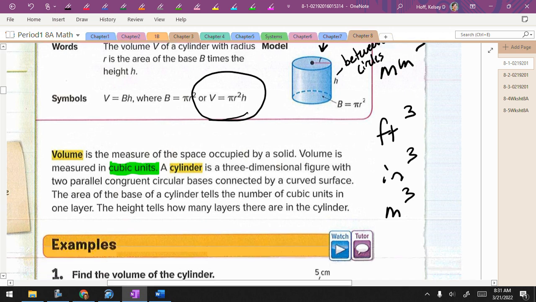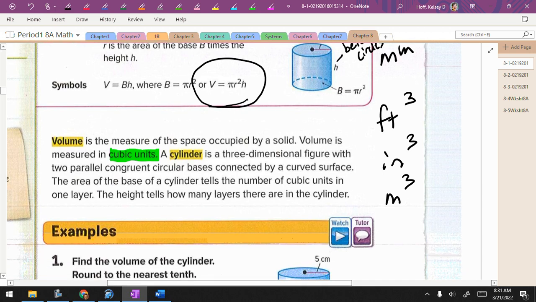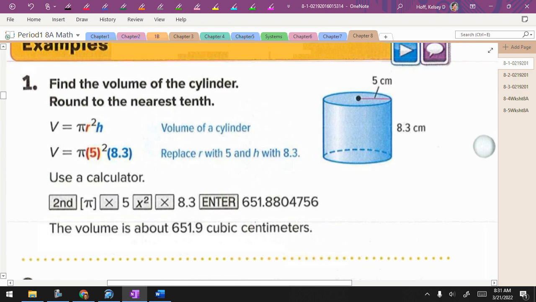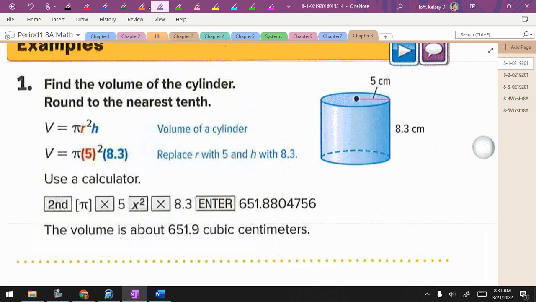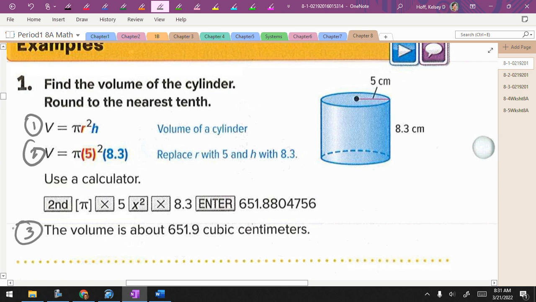All right. So if we look at their example, it says find the volume. These are the 3 steps that Ms. Hoff expects you to have on every problem today. On every problem, the very first thing you're going to do is write down this formula. And the reason I make you do that is the more you write it, the more likely you are to remember it. So then they looked at their picture.